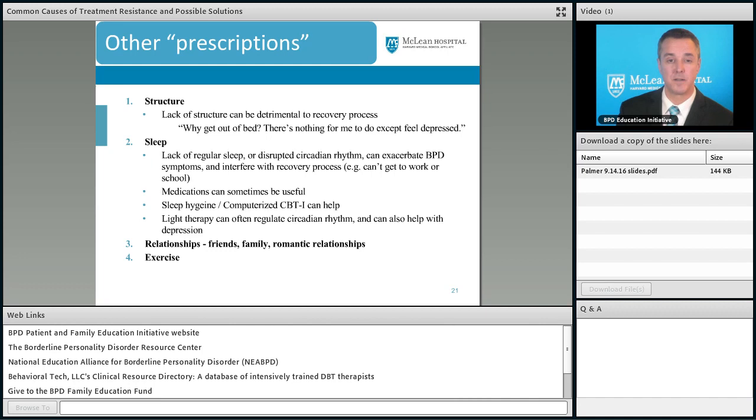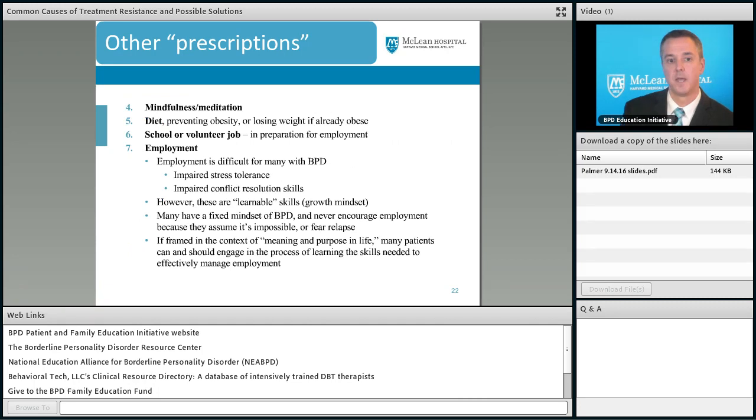Exercise. Exercise has been proven to have huge antidepressant and anti-anxiety effects. The exercise can take the form of cardio, yoga, weightlifting. All forms of exercise have been helpful. More often than not, I use yoga and/or cardio because I've found that those two in particular seem to be more helpful than weightlifting. Mindfulness and meditation, we've heard about that in other webinars, so I won't go into detail.